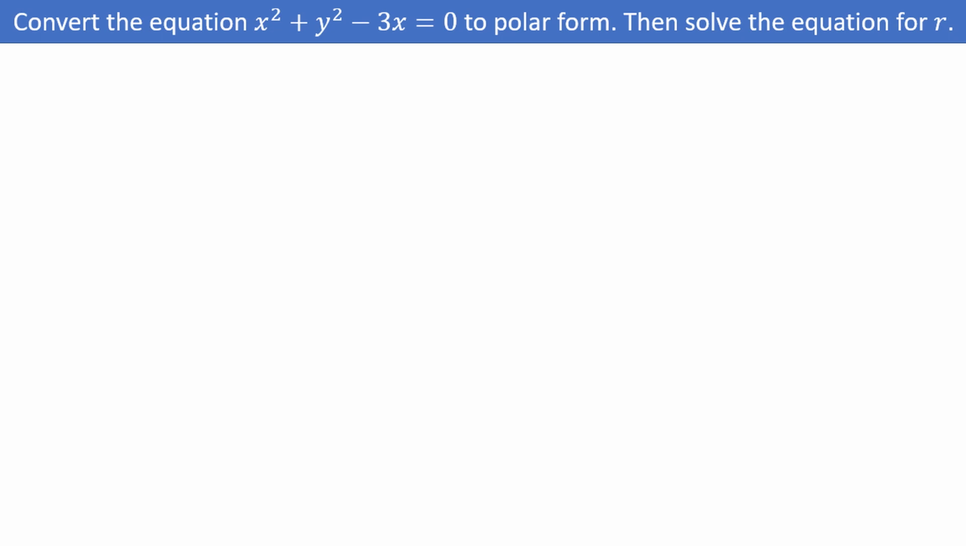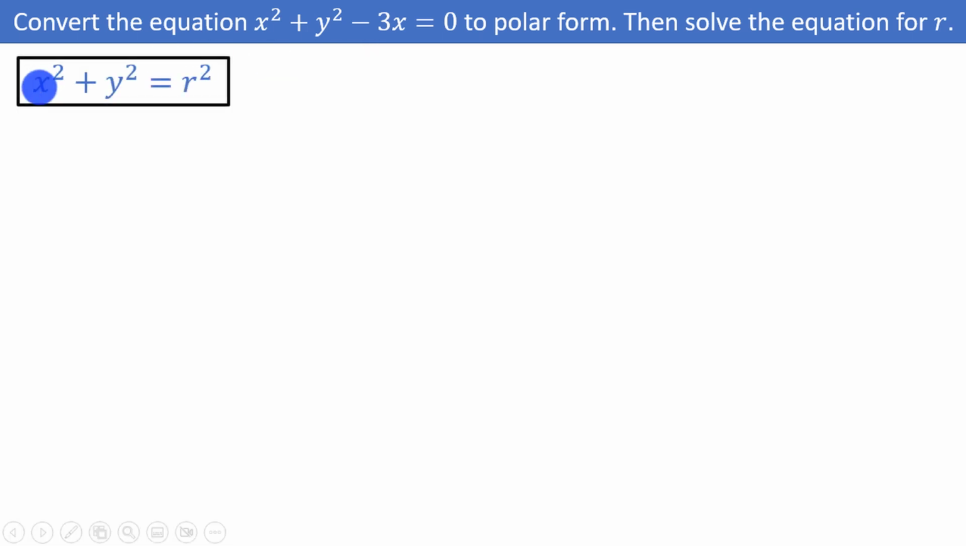Let's try another one. We are asked to convert the equation x squared plus y squared minus 3x is equal to 0 to polar form. Then we are asked to solve the equation for r. So if we want to be in polar form, we have to get rid of the x's and the y's and replace them with r's and thetas.